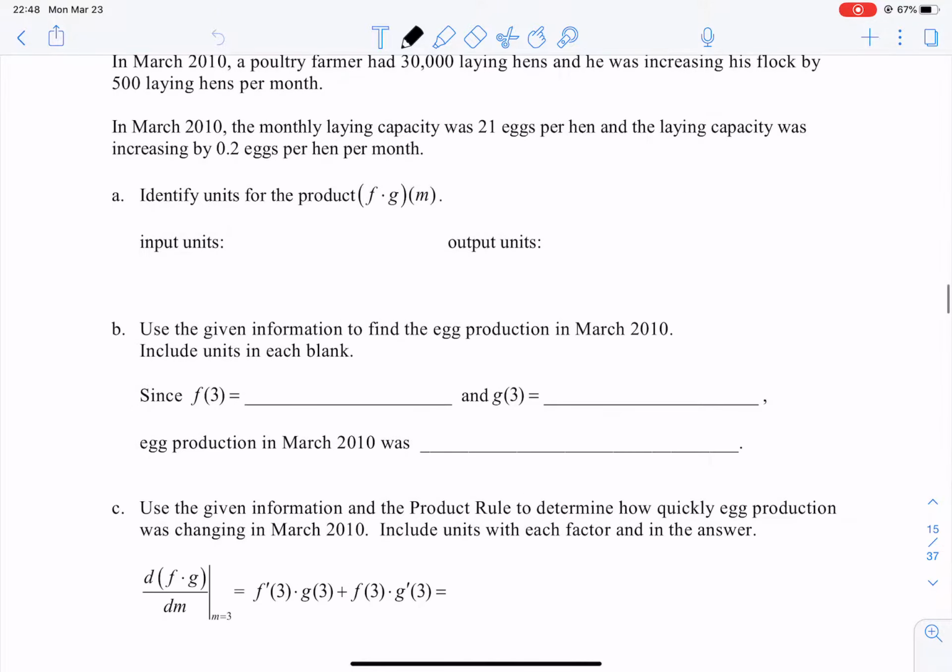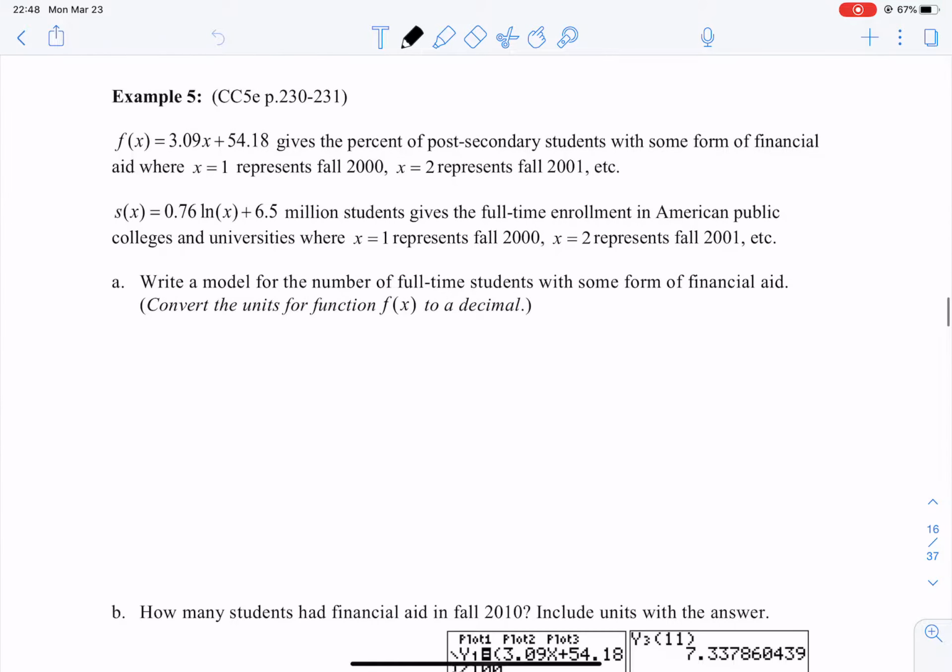And the next one, example 5. All right, pause the video and finish example 5 and example 7. Example 6 will be the second question of the homework. So finish example 5 and example 7. All right, then let's see example 5.